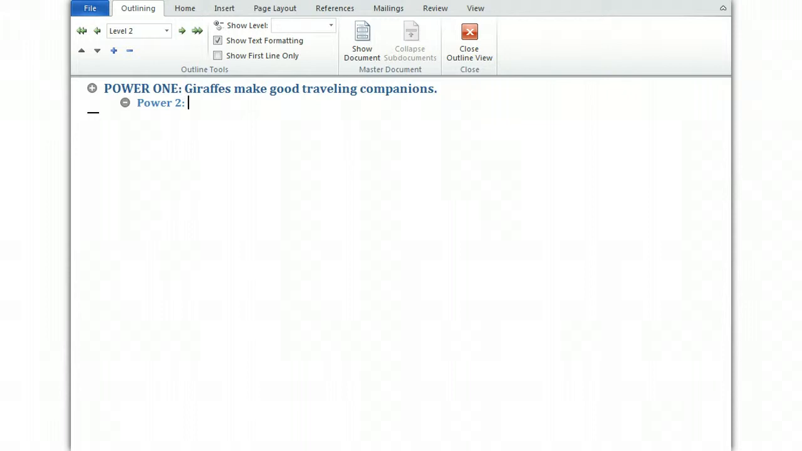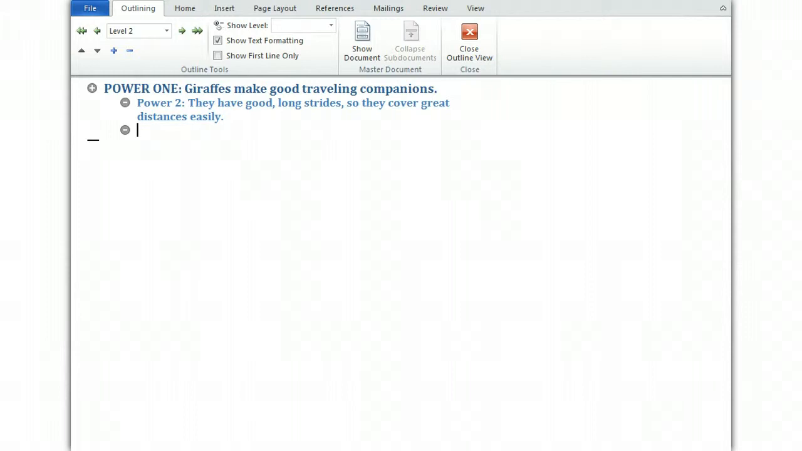And let's make up one, and that might be they have good long strides, so they cover great distances easily. That's one reason why they make good traveling companions, but one reason isn't enough. So let's think up another reason. And I'm not going to rewrite the word Power 2 because you can tell from the position here that it's a Power 2 sentence I'm coming up with.